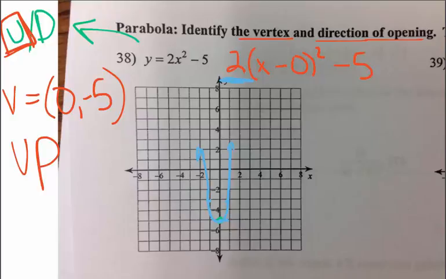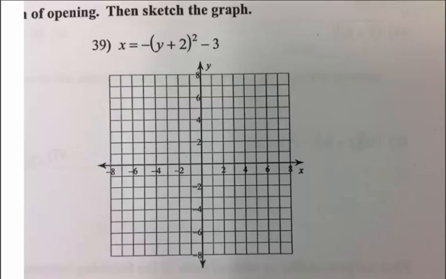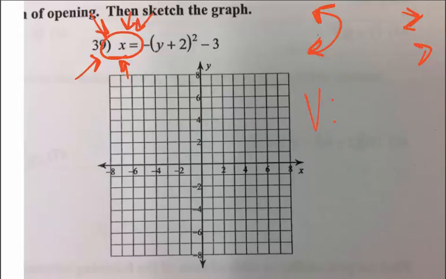But when we jump over to 39, it's a little bit different. Put a big star, something to draw your attention, that this is an x equals parabola. These are a little bit different because x equals parabolas will either open left or open to the right. They are the laying down parabolas, the ones that open differently. But we still need the same pieces: a vertex and a direction of opening.